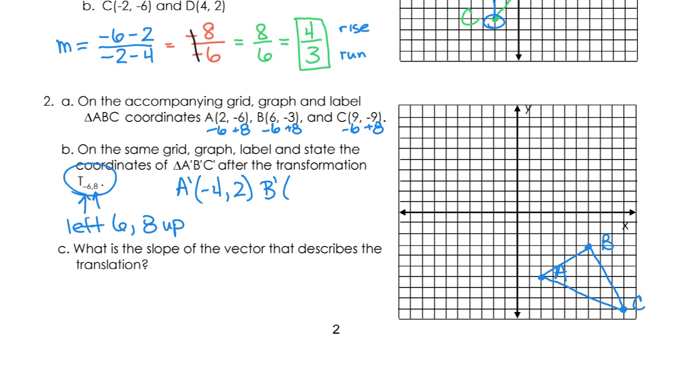B prime will be located at 0, 5. And C prime will be located at 3, -1. Okay, and then we can go ahead and graph our new triangle.